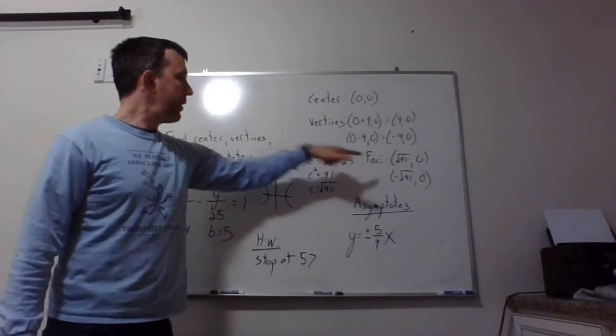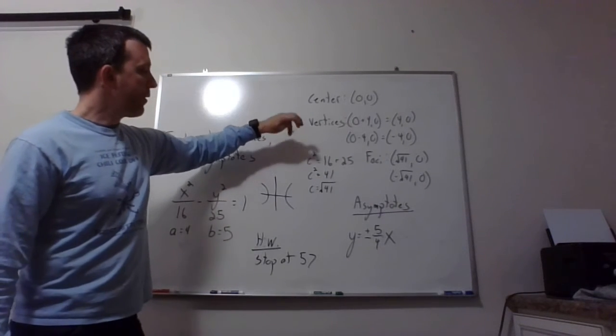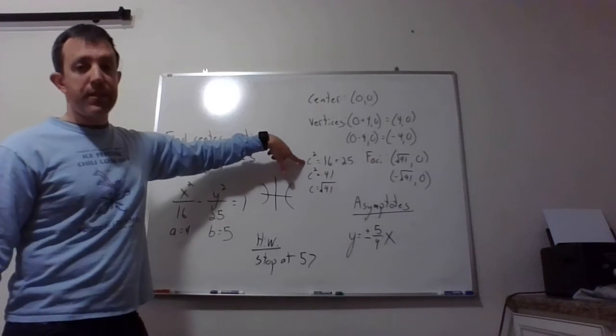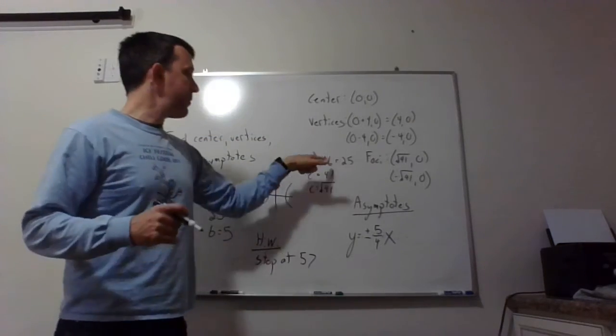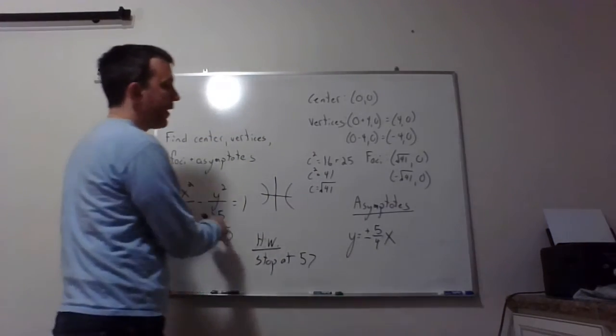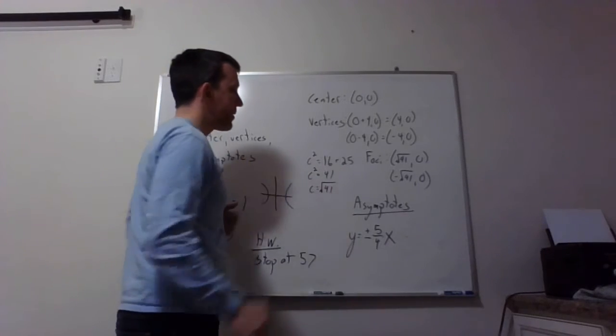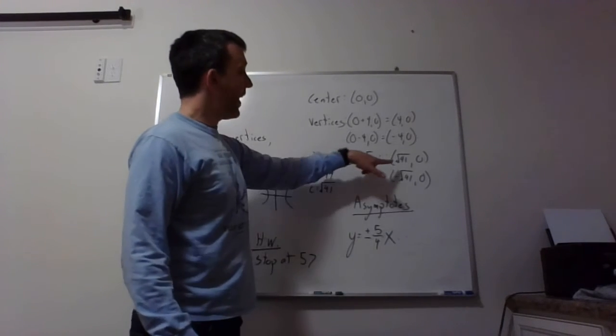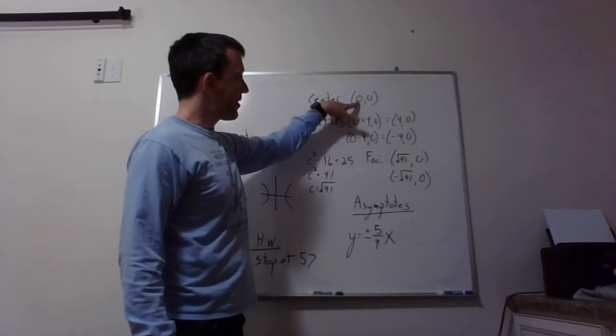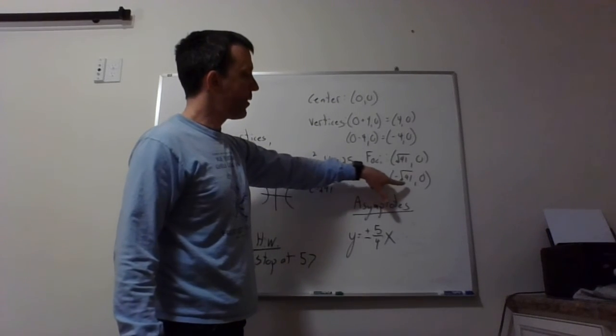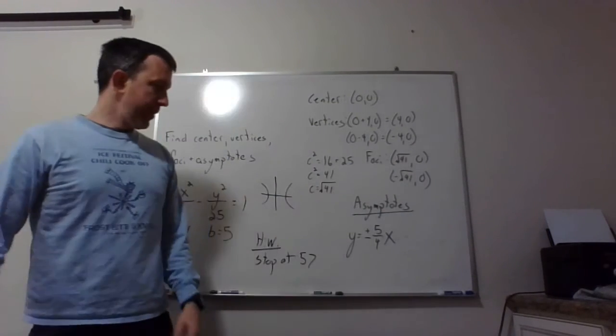To do the foci, we need to find c. For hyperbolas, c squared is a squared plus b squared. So in this case, 16 plus 25. This is 41. C is the square root of 41. Again, I add and subtract that square root of 41, but since it's just 0, we get (positive square root of 41, 0) and (negative square root of 41, 0).